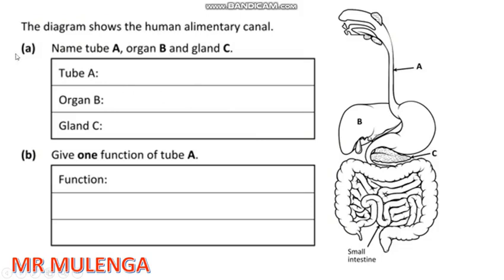So we have our question A right here. Name tube A, organ B, and gland C. So here we have tube A, we also have organ B, we also have gland C. So what is the name of this tube A? The name of tube A, this is the esophagus.